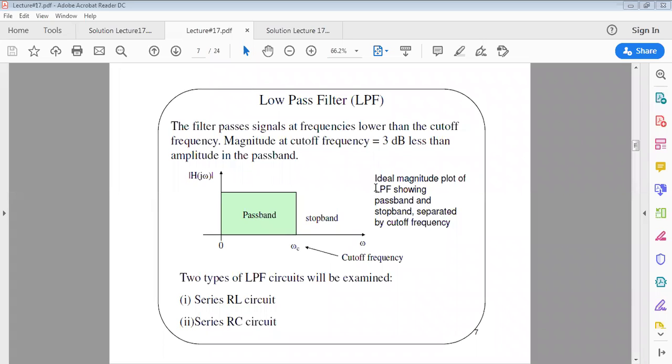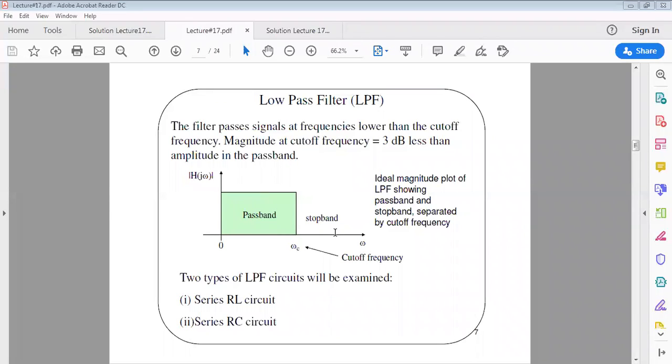Hello, in part 2 of lecture 17, we are going to learn about low pass filters in general. The low pass filter is basically a type of filter which passes signals at frequencies lower than the cutoff frequency. I believe that I've explained to you what is meant by the cutoff frequency.